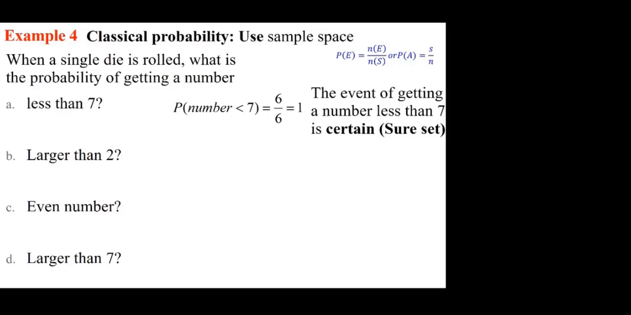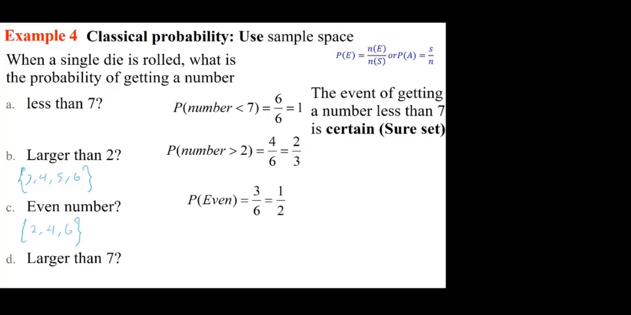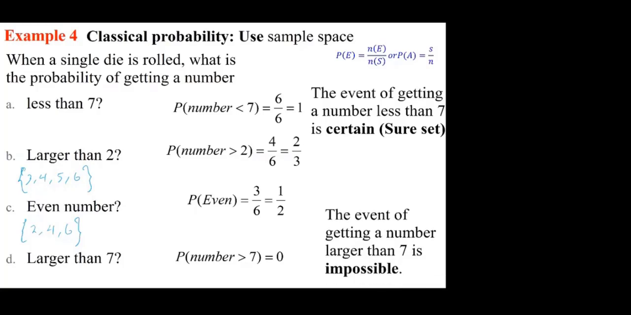The next one is asking for numbers that are larger than 2. So what numbers are larger than 2? You can just write them out. If you write those numbers, you see there are 4 of them, so 4 over 6 or 2/3. Even numbers, again, you can write them, and that gives you 50%, 1/2. Finally, a number that is larger than 7. Is there any number that is larger than 7? We don't have that, so that can't happen. That is known as an impossible set.